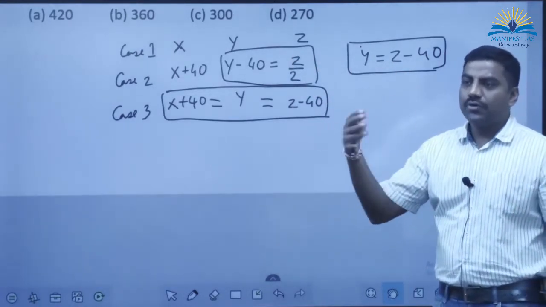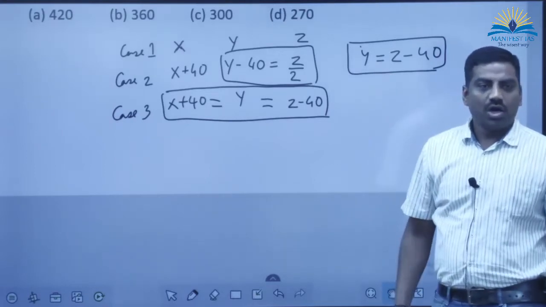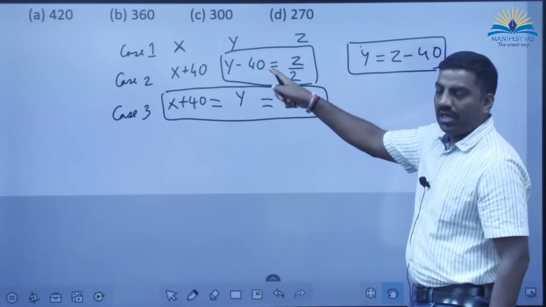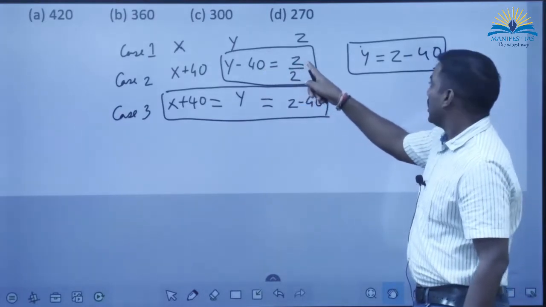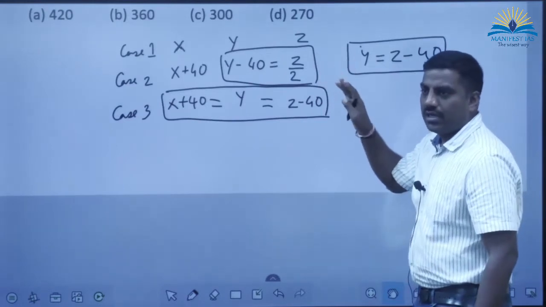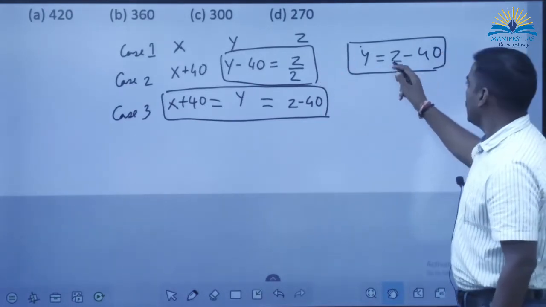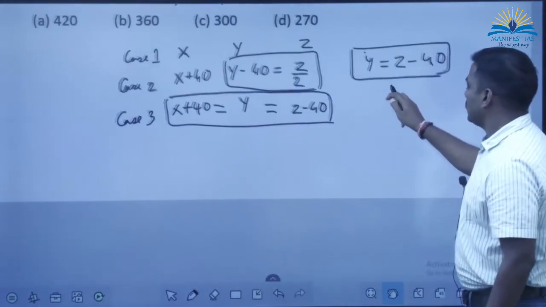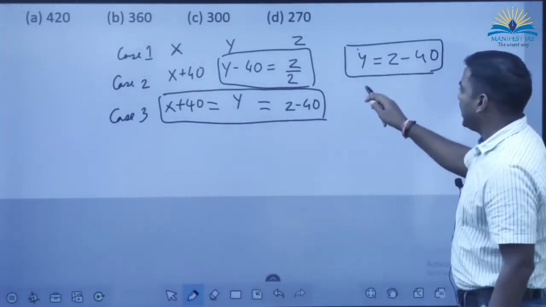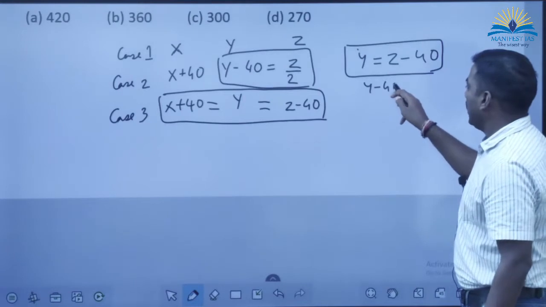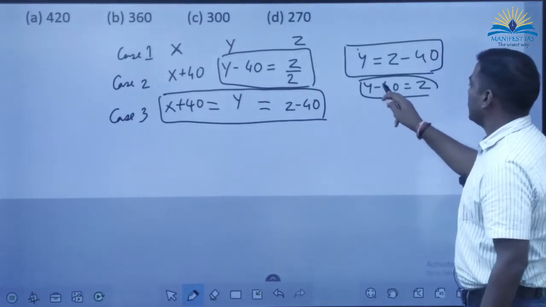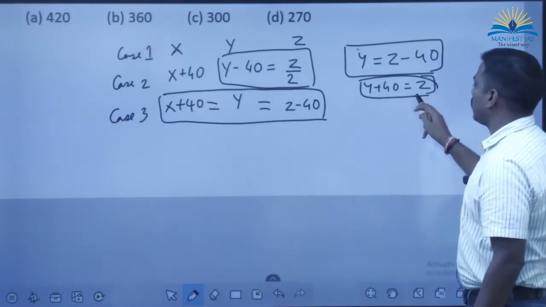Other variables, you discard or kick them out somehow. So I want y. I want to replace z in terms of y. How can I do that? Keep z here. Bring 40 to this side. y minus 40 is equal to z. So y plus 40 equal to z.